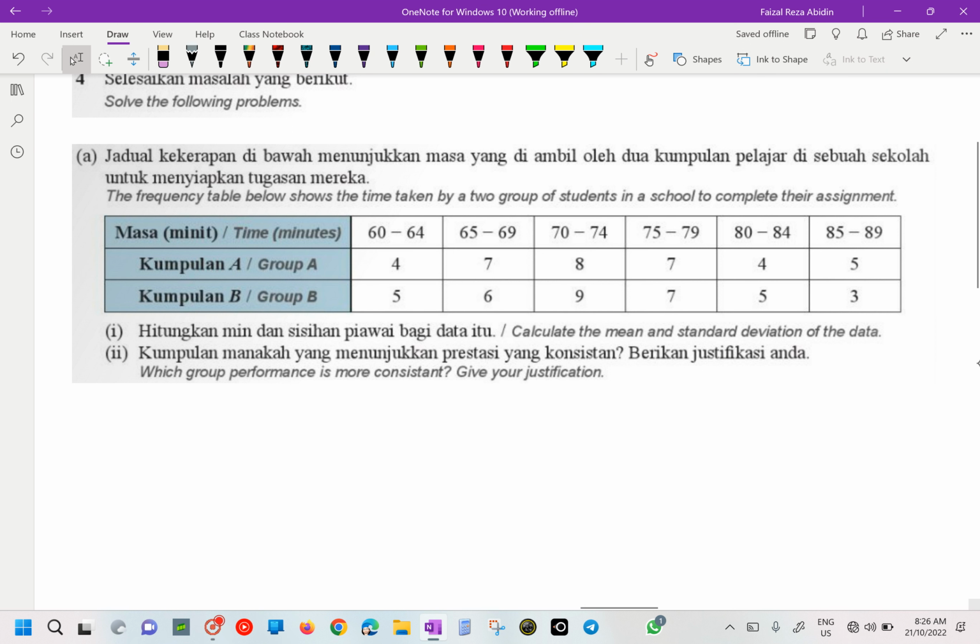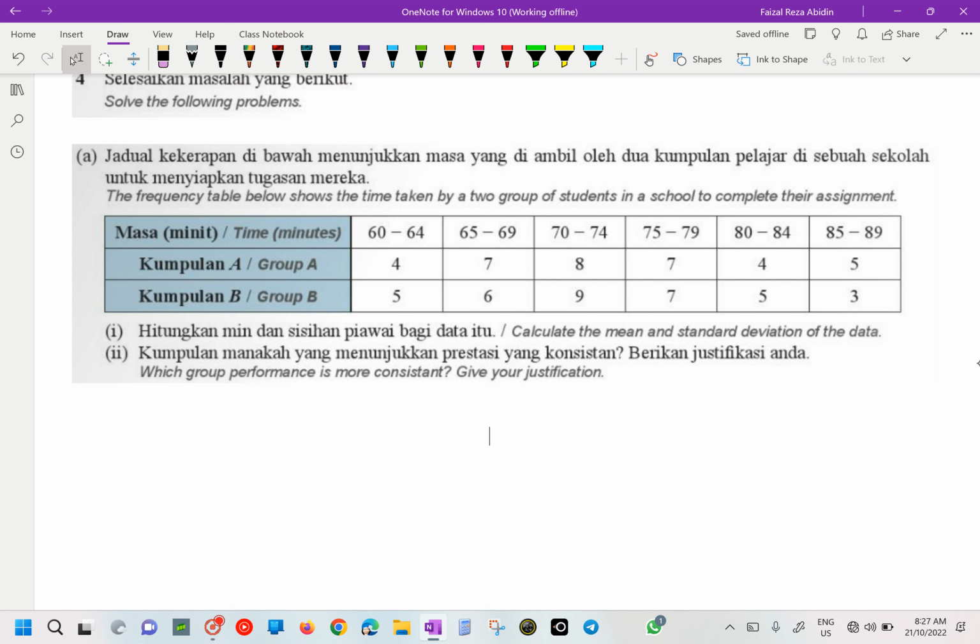So, we have two groups over here, completing their assignment. For the measure of dispersion over here, we want to see their consistency. The faster they finish, the more consistent, isn't it? So we are going to measure this later. Calculate the mean and standard deviation of the data. Then number 2, which group's performance is more consistent? Give your justification. We will look at the standard deviation.